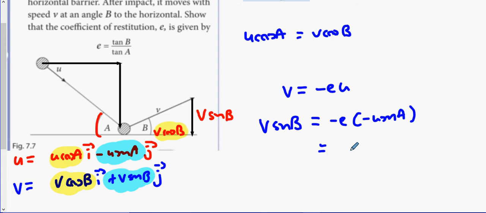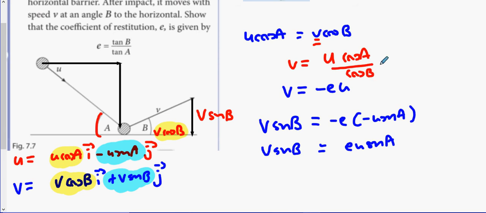Comes e u sine a equals phi sine b. Now, here's what we're going to do. We're going to substitute out v. So see the v in this equation up here? I'm going to get phi equals u cos a over cos b.